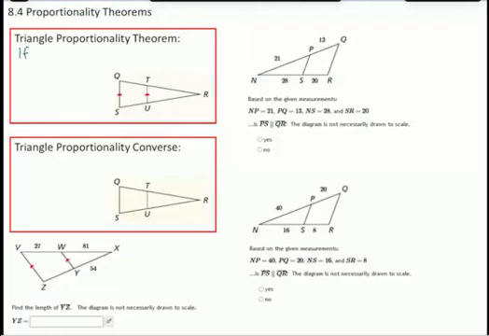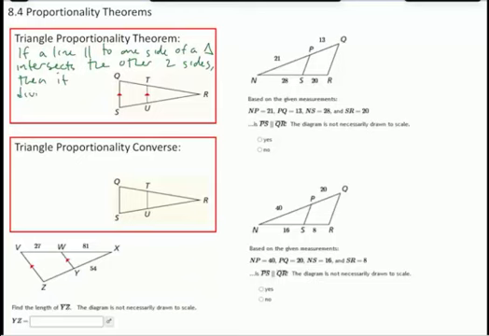And it says that if you have a line that's parallel to one side of a triangle, if it intersects the other two sides, then it divides those two sides proportionally. Okay, and we've discussed what dividing proportionally means, that they have the same ratios.